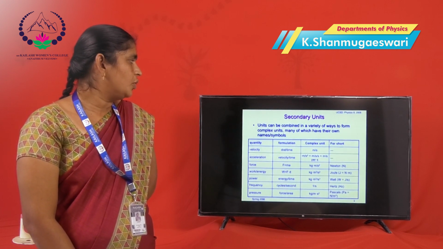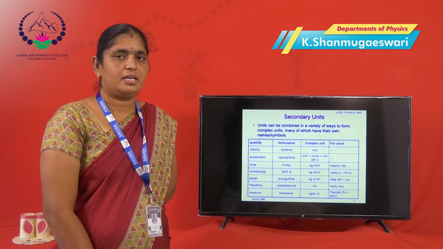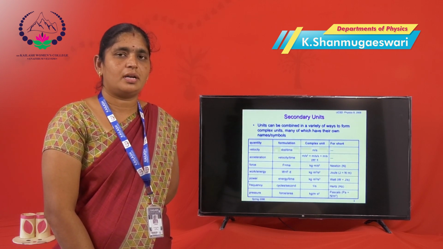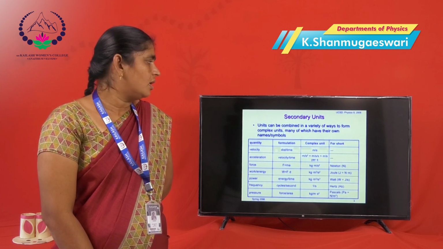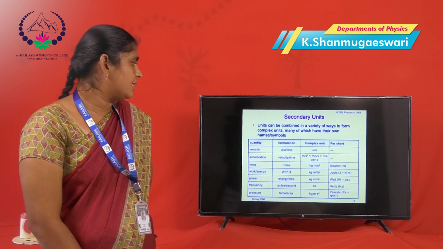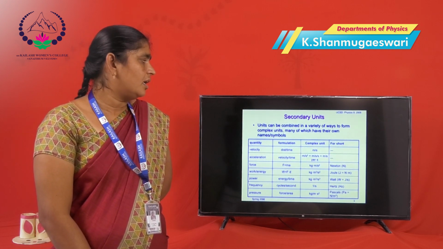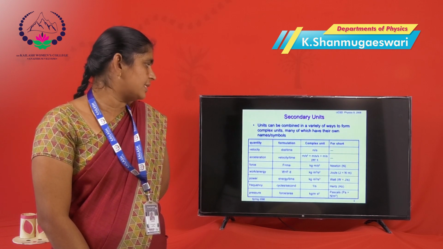Secondary units. Units can be combined in a variety of ways. That means quantity, formulation, symbols, and then for short. The first one is velocity. That means the formulation of distance per time. The complex unit is meter per second.